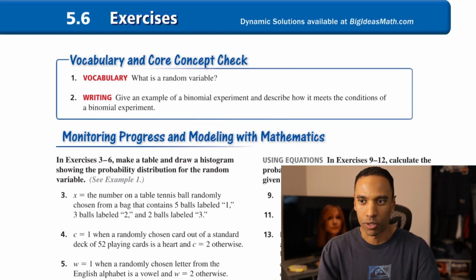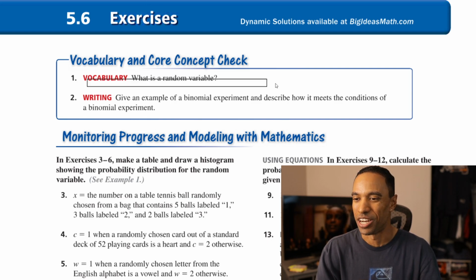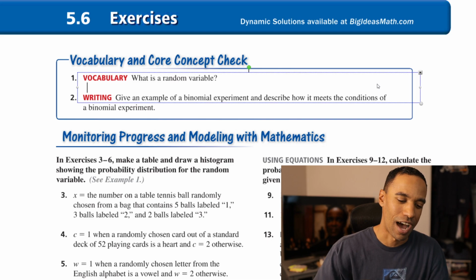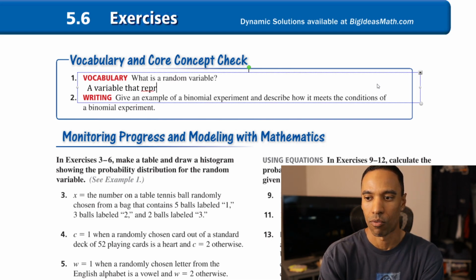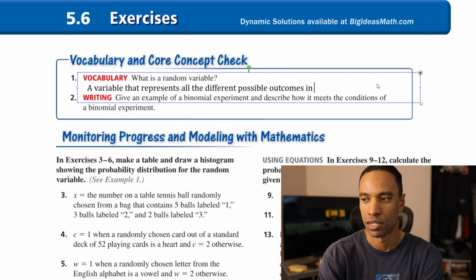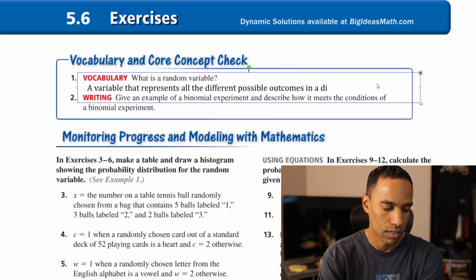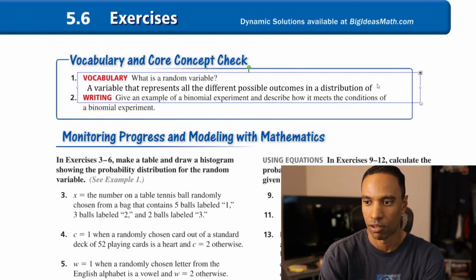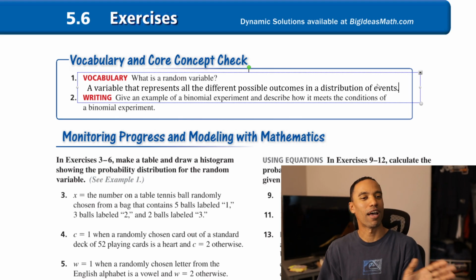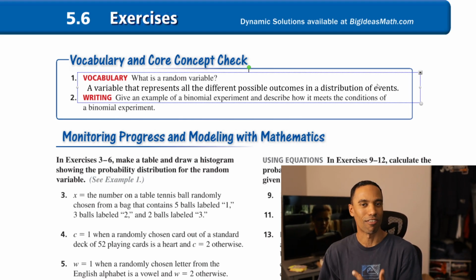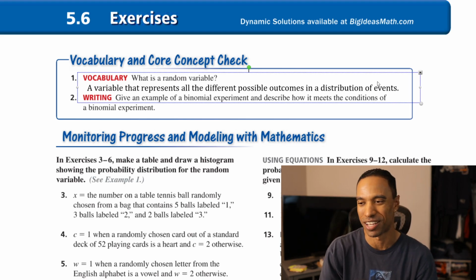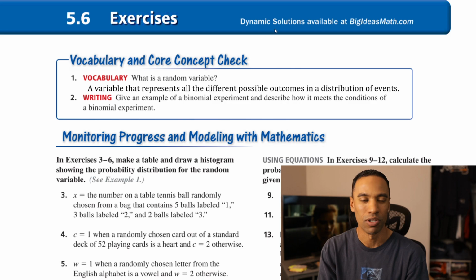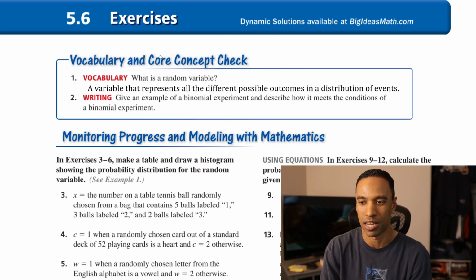What is a random variable? I already know how to answer that. I know what it's representing. I don't know how to give you a good definition. A variable that represents all the different possible outcomes in a distribution of probabilities. This is the part I don't really know how to say. In a distribution of events. I'm not saying this well. I'm not good at defining this. I'm good at knowing what it is when it's there, but not saying what it is. That's a bad answer. Don't write that one down. Just go back in the video or in the PDF and find out what it says.